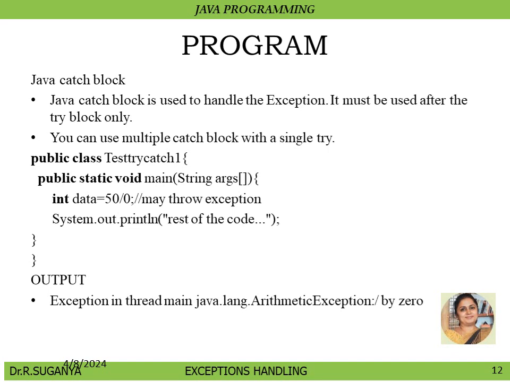TestTryCatch1 is the class name, and here it throws an exception, as it is a declaration error, and the System.out.println displays the rest of the code. Whenever it throws an exception, as it is an invalid declaration of the variable, it says exception in thread main java.lang.ArithmeticException, which is division by 0.